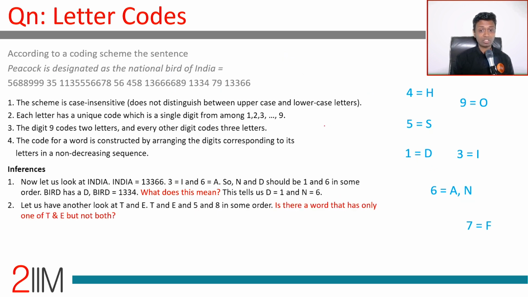We've already made inferences about T and E because of THE. T and E, there's no H here. H is 4. T and E are 5 and 8. With that, we've made a further inference. Designated has 2 E's, only 1 8. So T is 8 and E is 5. This is E, 8 is T.